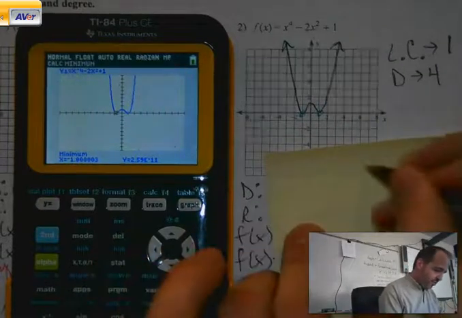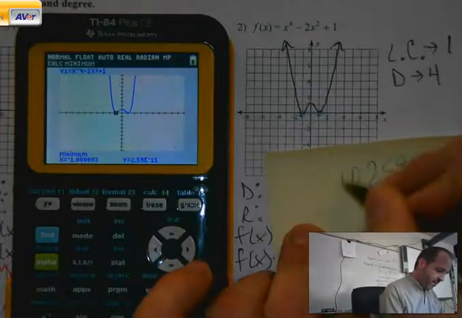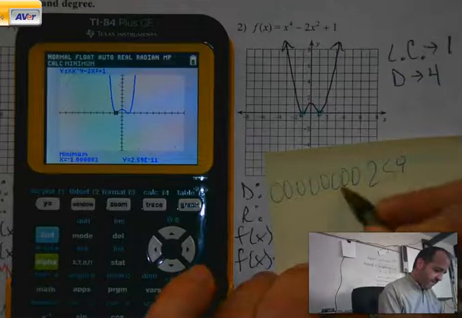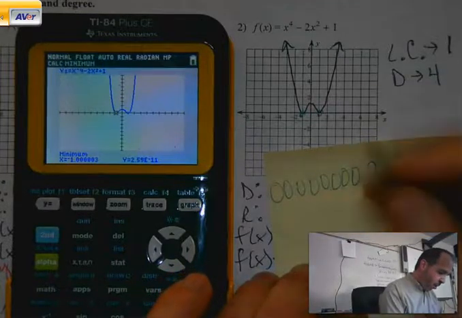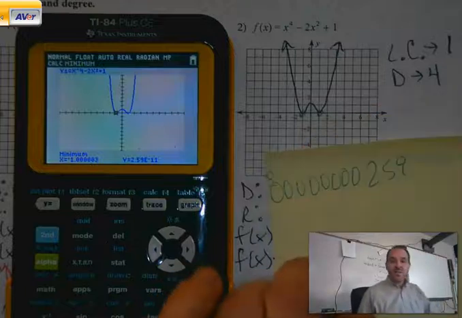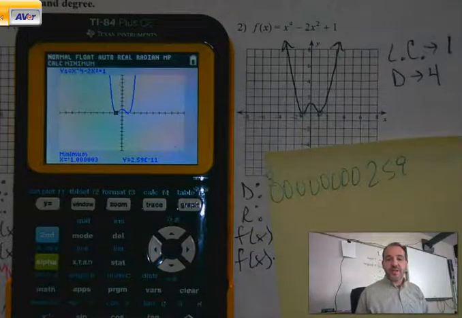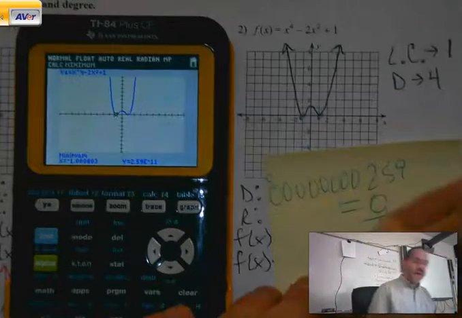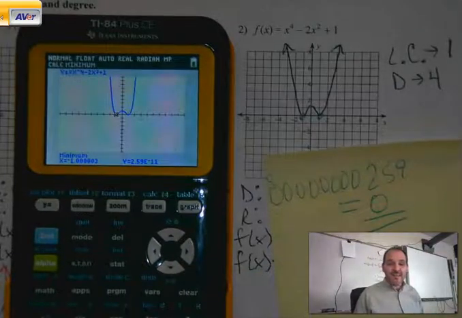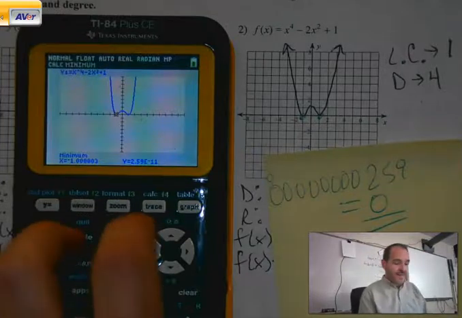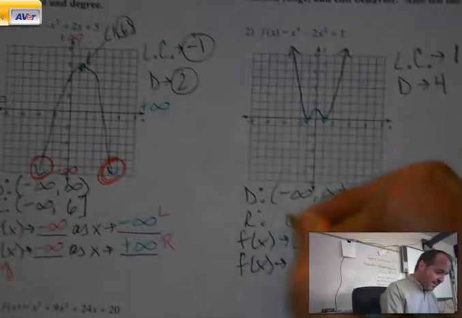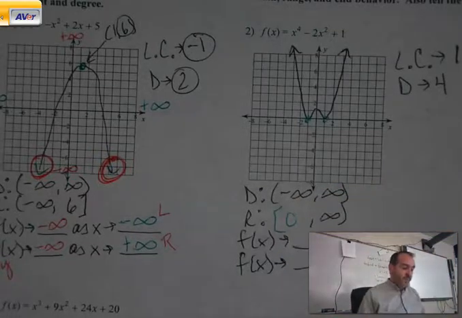So let's see. So 2, 5, 9. Did I get enough? No. 10. Okay, so that'd be 0.0000000000259. What's that real close to? Anytime you see E, it's just 0. Okay, we're not taking that many decimal places here. We don't have time for that. So anytime you see E, we're just going to go with 0. Okay.